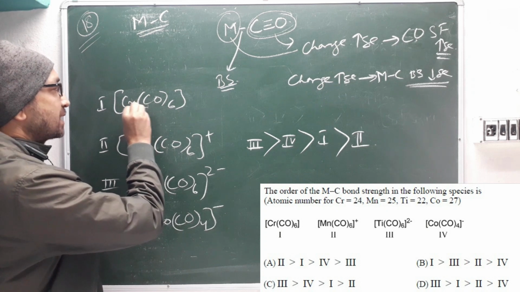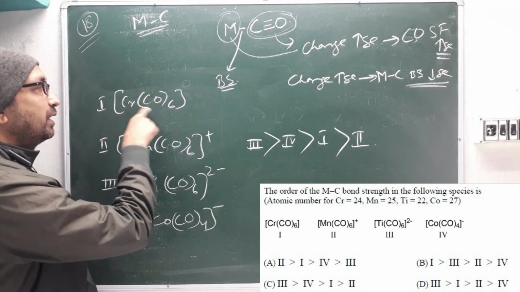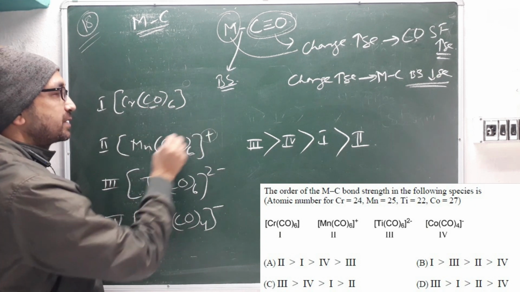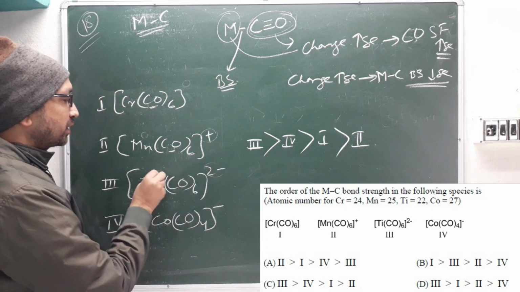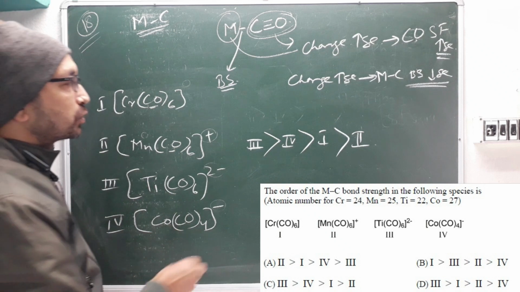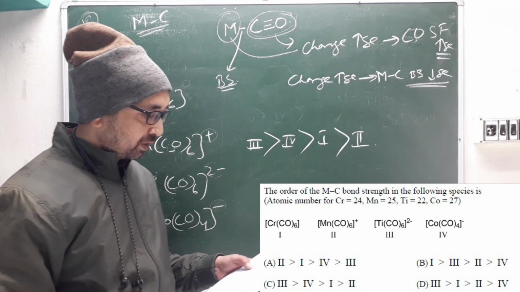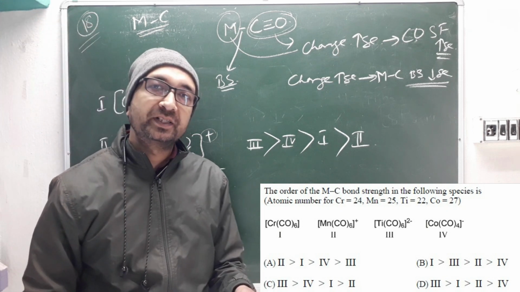Here the metal charge, whatever charge it is here, that will be the metal oxidation number. Why? Because carbonyl is a neutral ligand. Carbonyl is a neutral ligand. So whatever charge is there in the complex, the same charge will appear on the metal, right? Here minus 2, here also it will be minus 2. Here it is minus, in cobalt it will be minus, right? So this trend, which option is it following? Let me see. Option number C. Okay, so your correct answer will be option C.